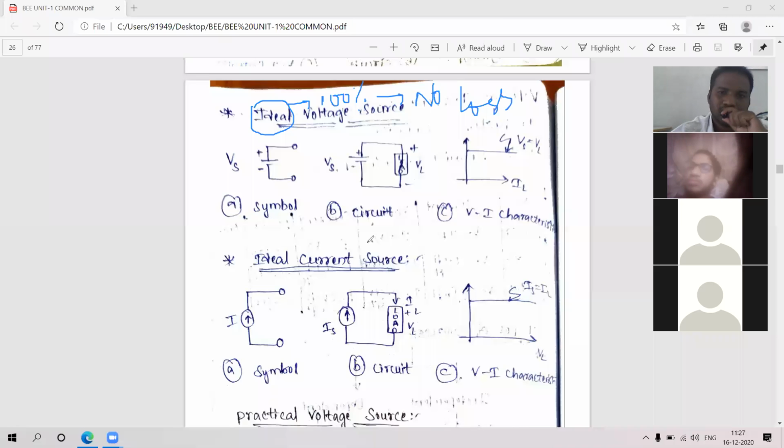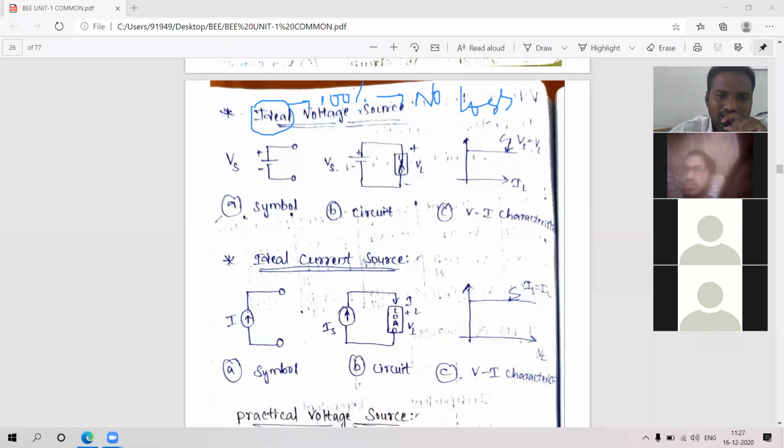So for the voltage source, here we are dealing with DC circuits. For DC we generally represent the symbol with plus and minus. The bigger line is the plus and the smaller line is the minus. This is the ideal voltage source, just like a battery. V suffix S, Vs is the supply voltage.